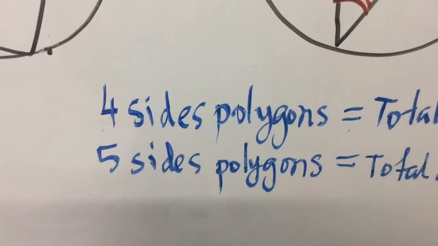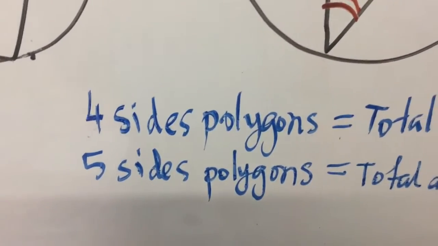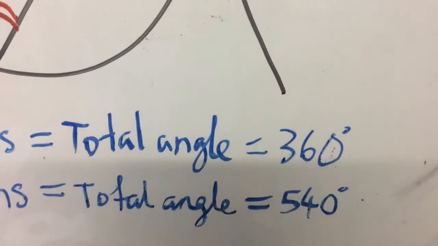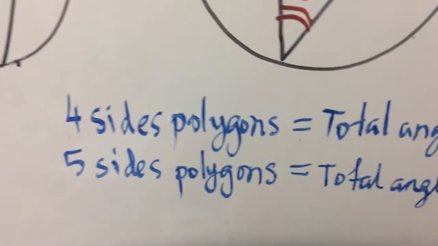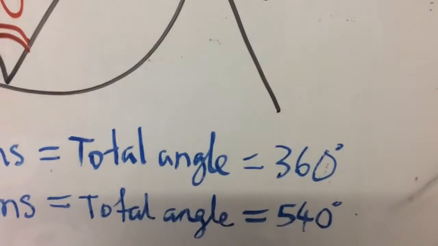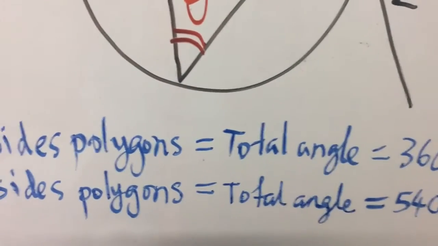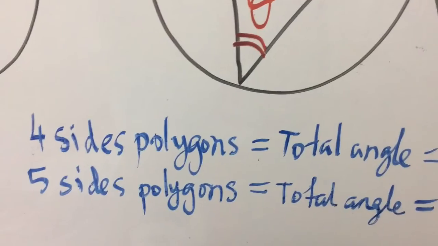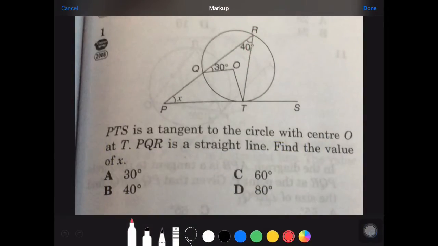Alright, another thing to remember: for a four-sided polygon, the total angle inside will be 360, because 4 minus 2 times 180 gives you 360. And for a five-sided polygon, the total angle inside will be 540 degrees. Remember, in a triangle you have 180 degrees, and on a straight line you also have 180 degrees. So you have to understand this as well.